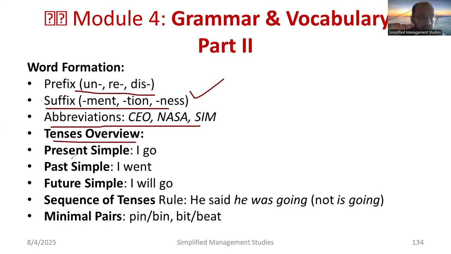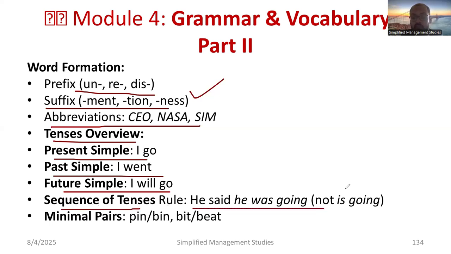Tense overflow, like simple present, go; simple past, that is went; future, simple future, that is I will go. Sequence of tense: He said he was coming. It is not, he's not going actually. He said he was coming. He was going. Okay.